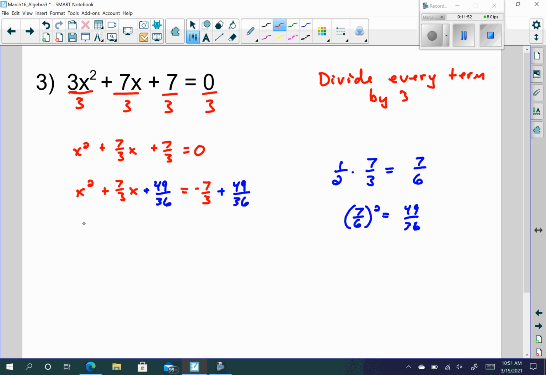So now the left side is still going to factor into x. Signs are the same. That means they're both positive here, so I just put in a plus. And then I just take the square root of the 49/36, or half of 7/3, either way, 7/6 squared. And now I need to get common denominators, so that's going to be a 36. And 3 times 12 is 36. 7 times 12 is 84. Yes, we're doing this without a calculator.